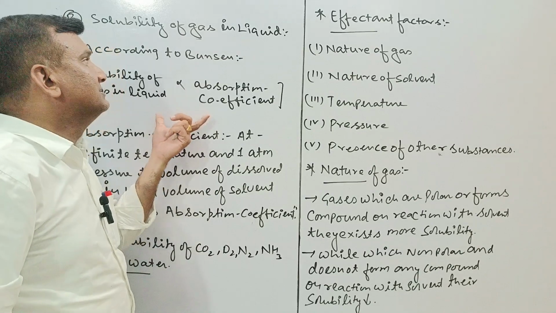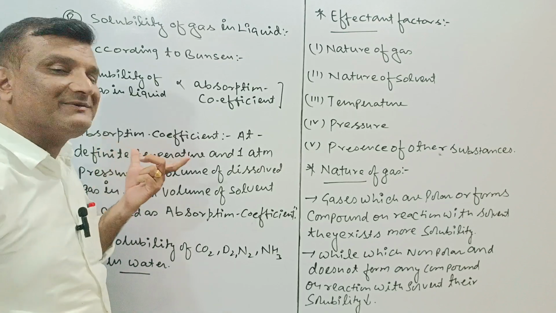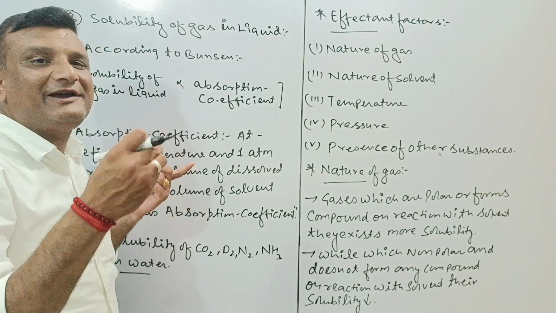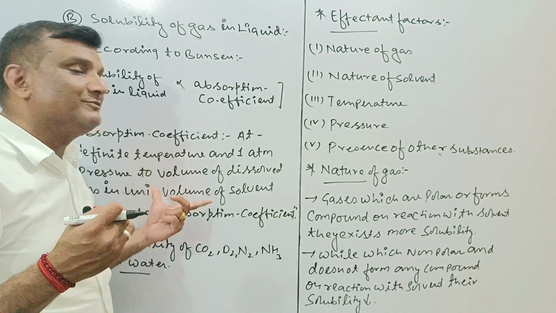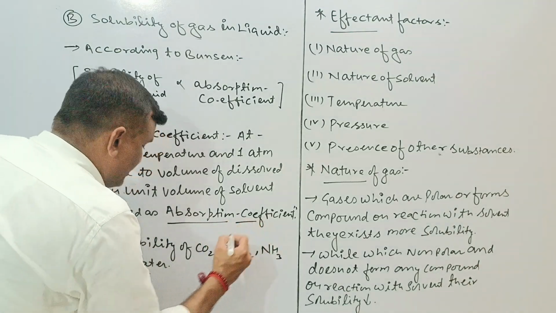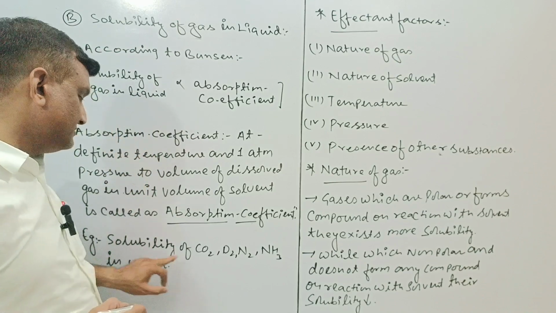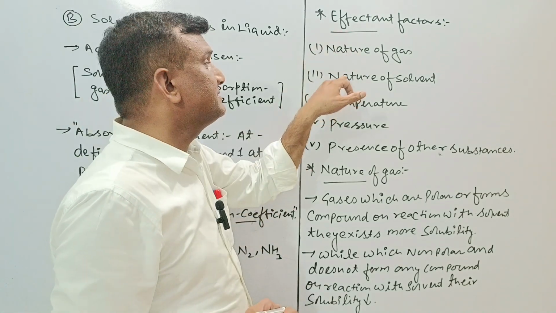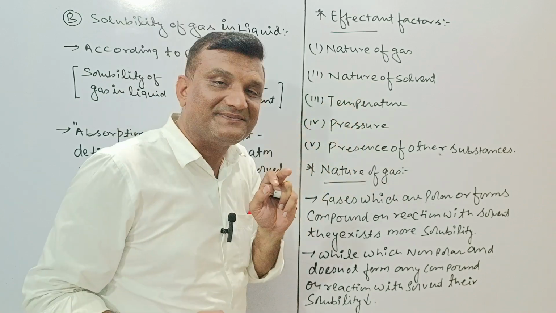So this was about the meaning of solubility of gas in terms of the absorption coefficient. And what is the meaning of absorption coefficient? डिफाइन है टेम्परेचर और 1 atm प्रेशर पे किसी भी गैस का सॉल्वेंट के यूनिट वॉल्यूम में कितना वॉल्यूम गैस का डिजोल्व है, दैट इज कॉल्ड एज एब्जॉर्प्शन कोएफिशिएंट. This is the most important. Absorption coefficient is directly proportional to the solubility of gas in liquid. Example, solubility of CO2, O2, N2, NH3 in water. Affecting factors: nature of gas, nature of solvent, temperature, pressure and presence of other substances.